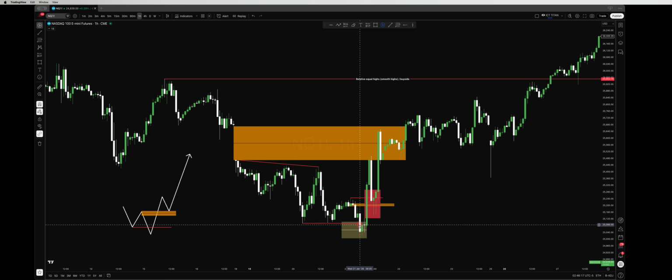Smooth lows that got taken, purged. That means this is accumulation, this is manipulation. See how I'm connecting the things? So this is accumulation, this is manipulation. Now you're working on the distribution portion.